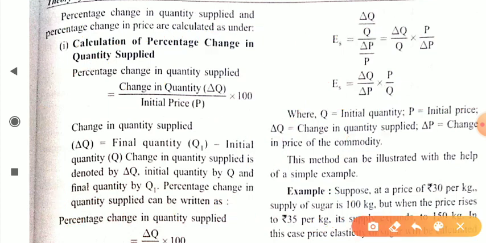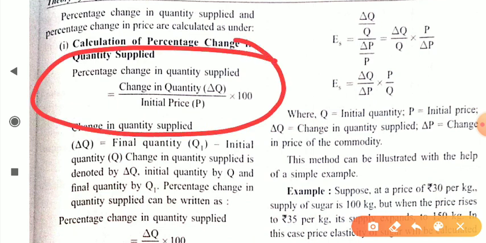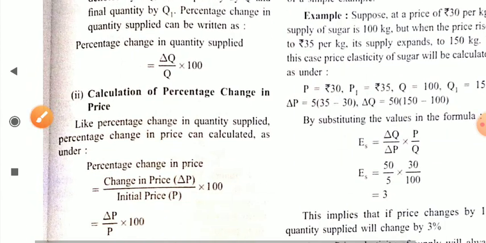Dear student, in your book you have this formula, so be careful that there is a printing mistake in it. It is delta Q, and this is not the initial price, this is your Q. So delta Q divided by Q into 100. Now this formula is right. This is the formula of percentage change in quantity supplied.